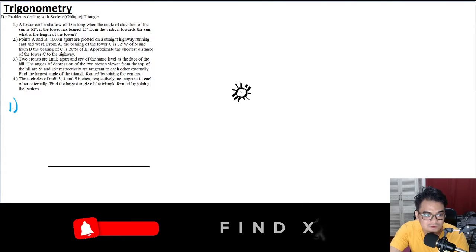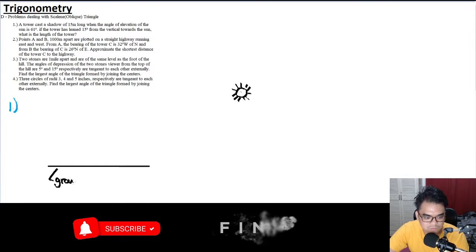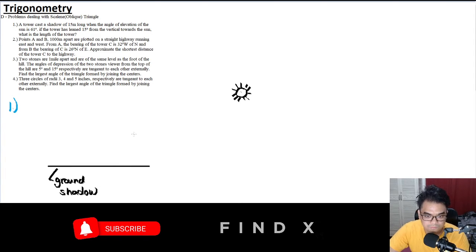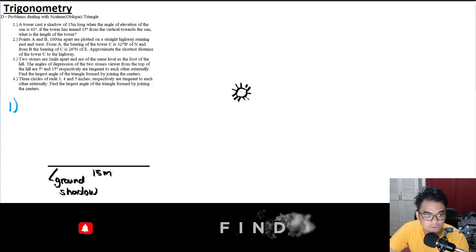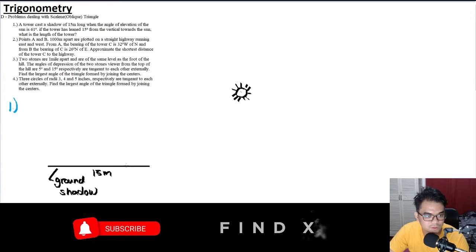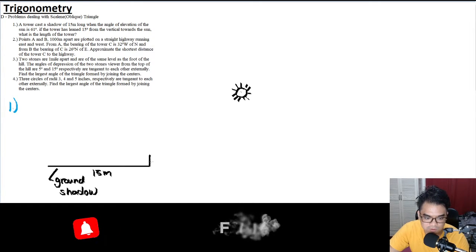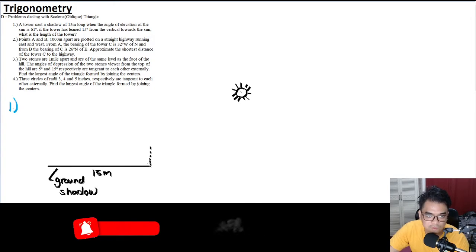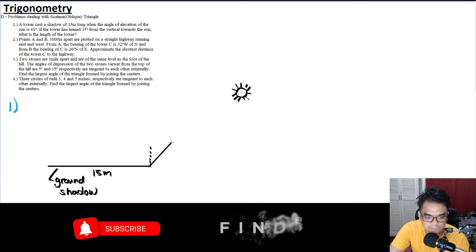So this one is the ground shadow. How long is this one? This is 15 meters long. And then 61 degrees, and the tower has leaned 15 degrees, so let's say that this is the vertical. So this is the tower, and it is leaned 15 degrees. It should be something like this.